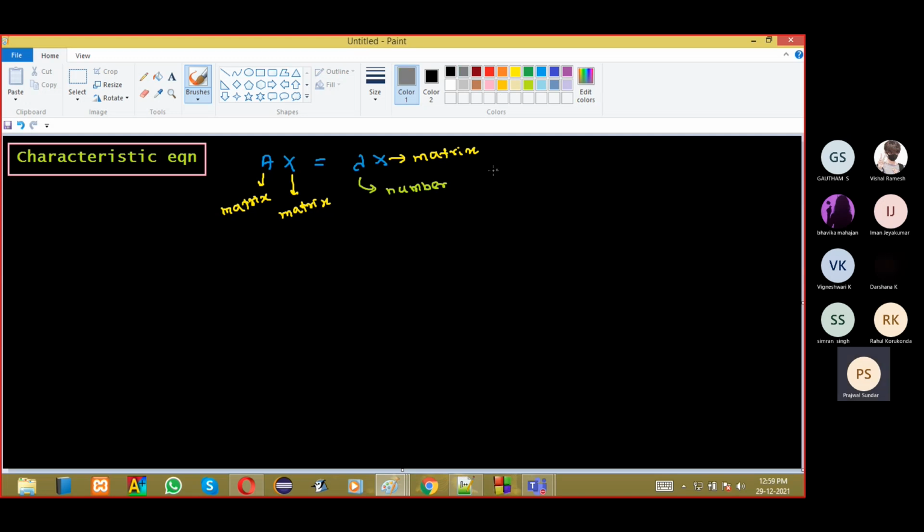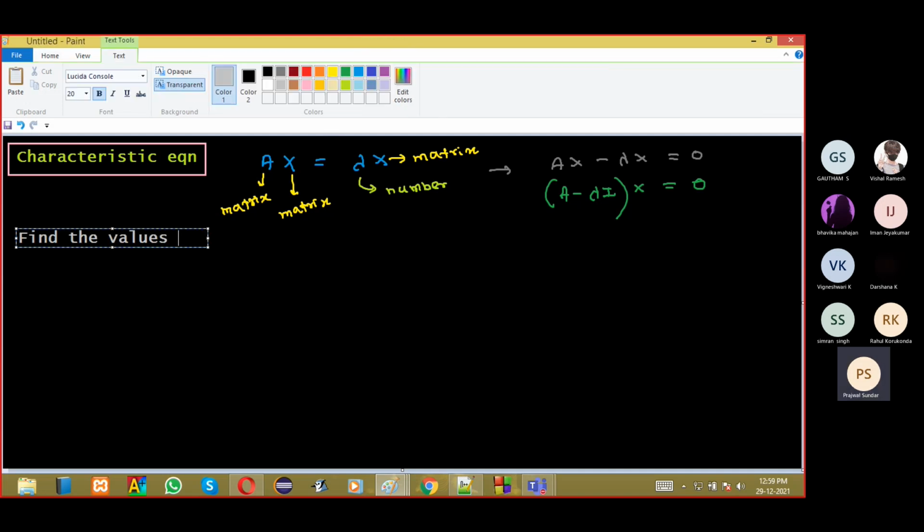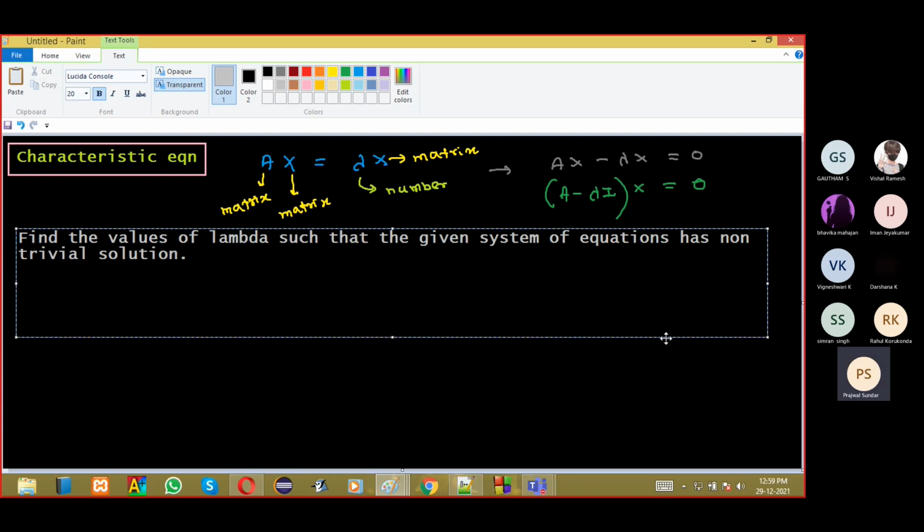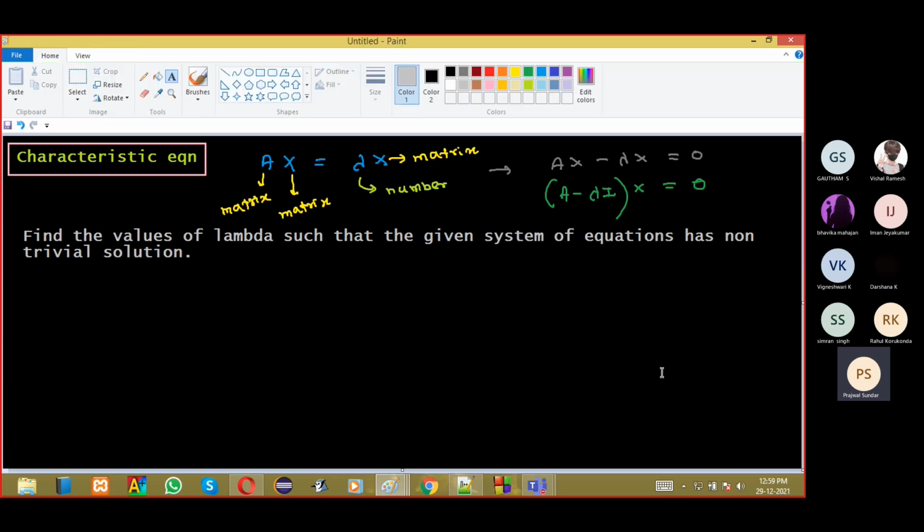Okay. What I'll be doing is I'll bring it to one side first, and I'll take x outside. If I'm taking x outside, A minus lambda I into x is 0. Now I'm asking you a question. The question is, find the values of lambda such that the given system of equations has non-trivial solution.